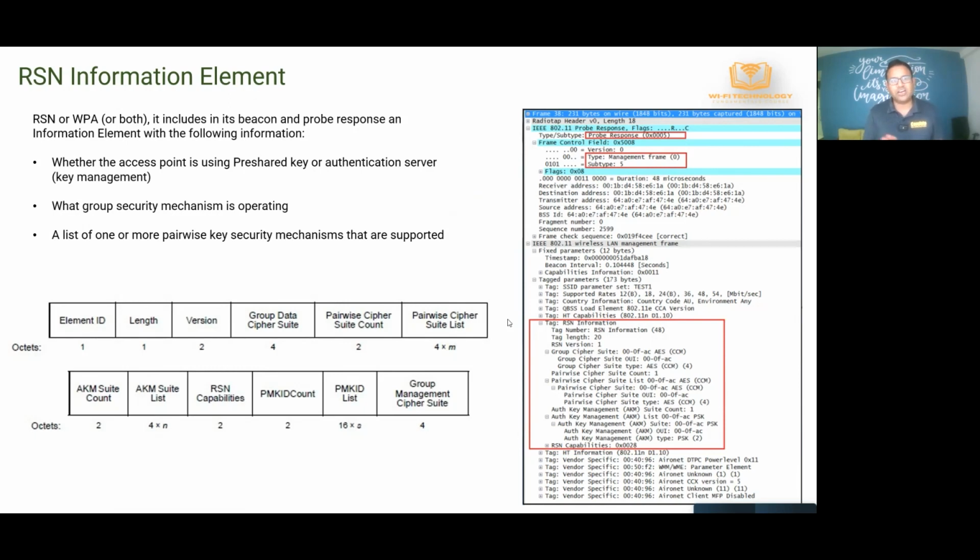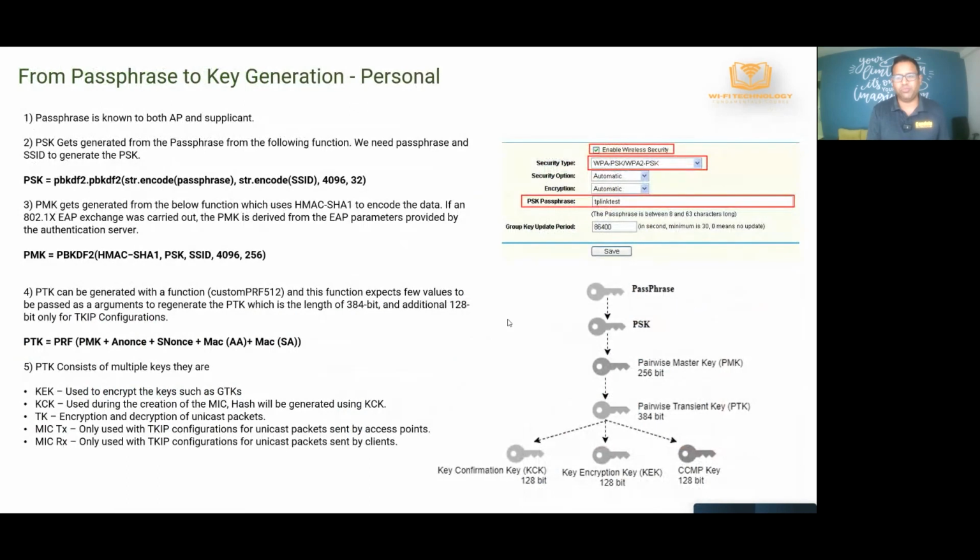Of course, the RSN IE does not have any security state. It does not have any information about the keys, what kind of keys are used, and all of that. None of this is there in the RSN IE. It's only advertising the capabilities of the access point and what kind of security methods it supports, right? So that is one of the key important elements.